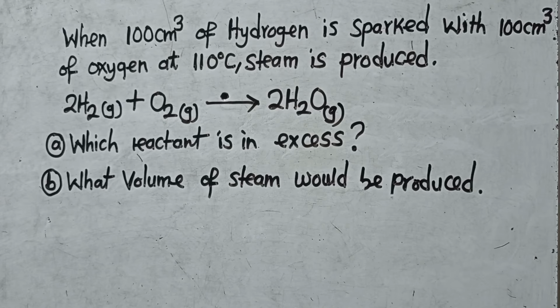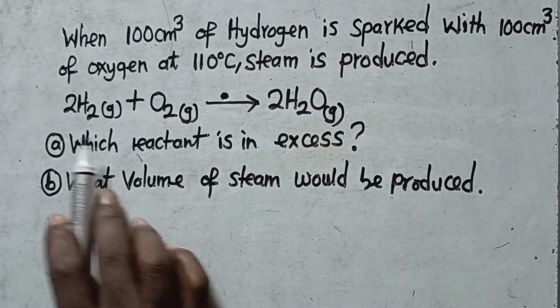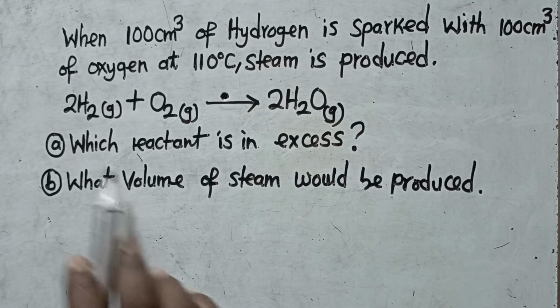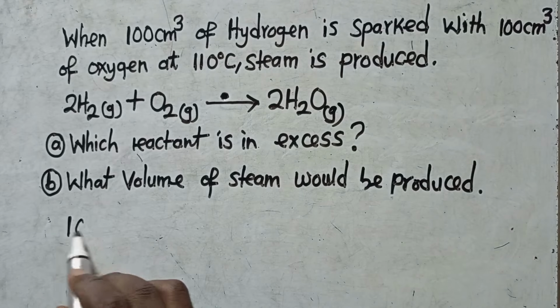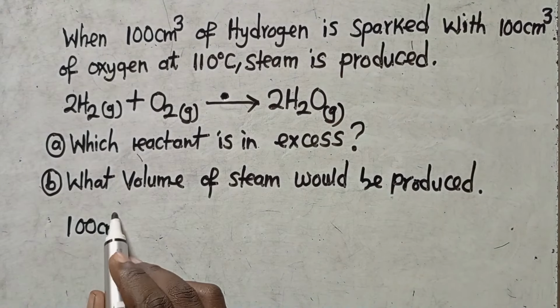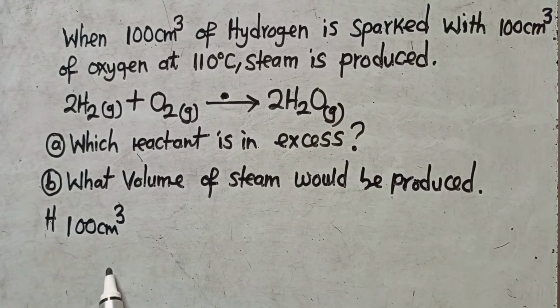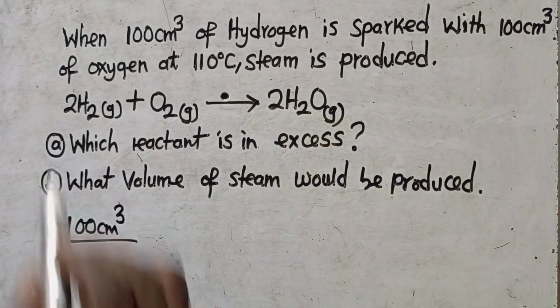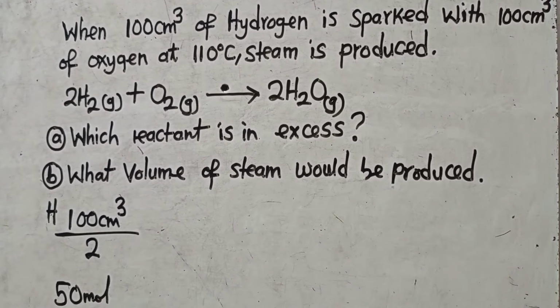So I know the mole ratio that is here. For me to answer this, I need to understand that hydrogen has 100 centimeters cubed. I divide it by the mole ratio that is there, which is 2. If I divide here, the answer I get is 50. So I get 50 for hydrogen.